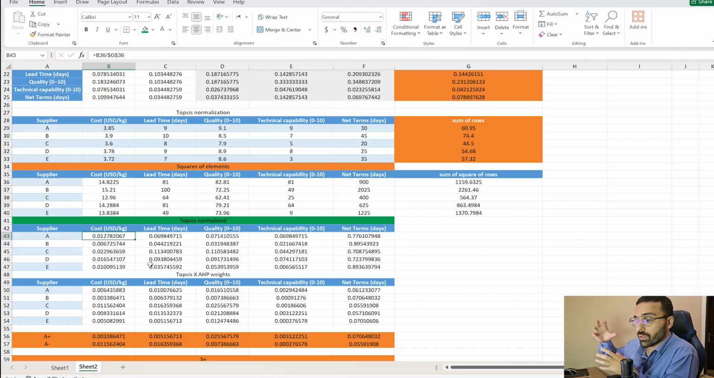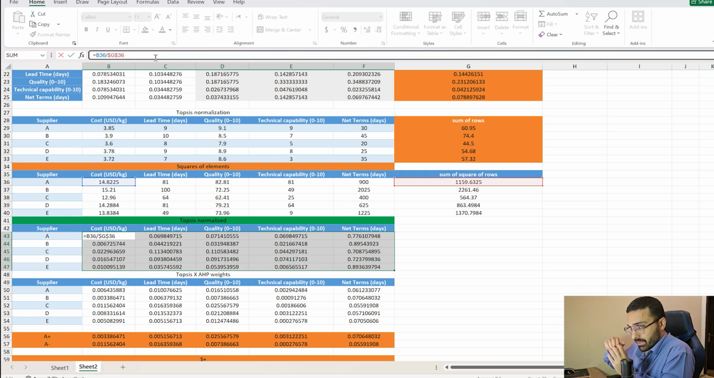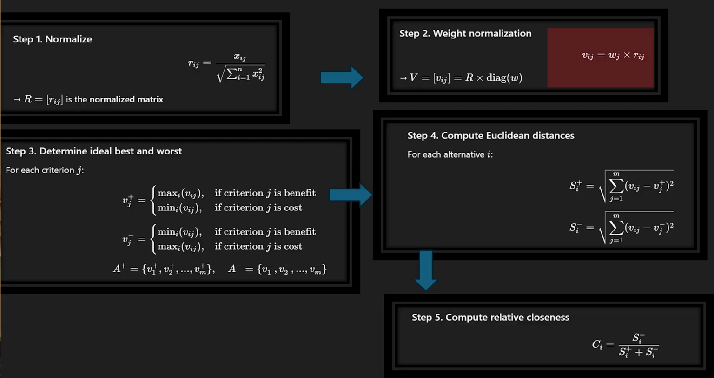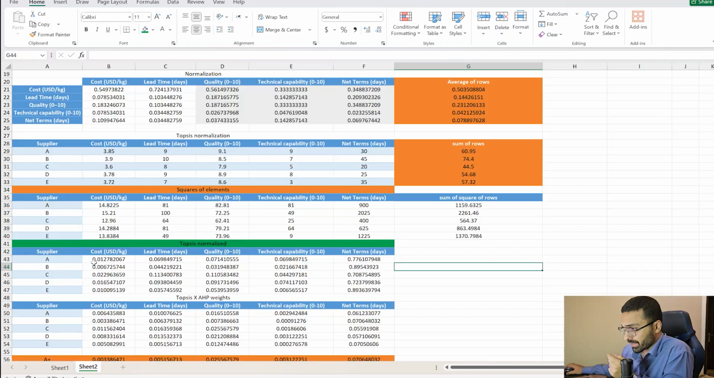The square of elements would be normalized by the sum of square of rows. As you can see here in this section, I divided the square of that element by the sum of square of rows. Next, we're gonna apply the weights that we calculated from the AHP method into the TOPSIS normalized vectors. By that, we have here, let me show you the formula.